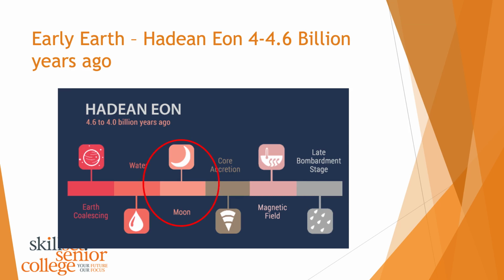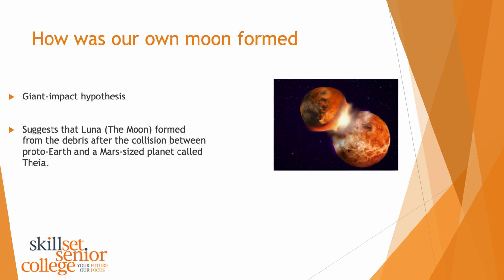Then we had the formation of our moon, which was really important for tides, for triggering nocturnal animals later on. So the moon was a really important thing that had to be created during this really violent accretion process. So what we believe happened, it's called the giant impact hypothesis, because no one was around to see it at the time, but this is the best evidence, best guess we have with the evidence provided. It suggests that Luna, which is the technical name for our moon, formed from the debris, so the fragments, after the collision between proto-Earth, so the original version of Earth, and a Mars-sized planet called Theia.